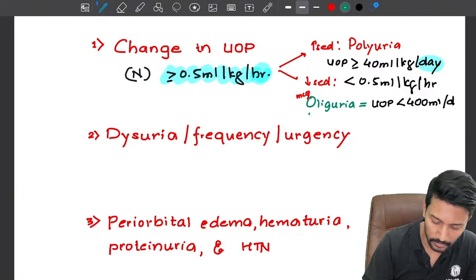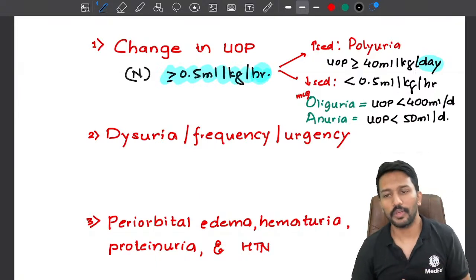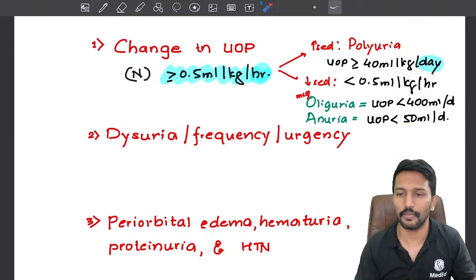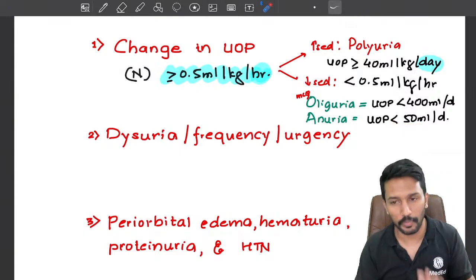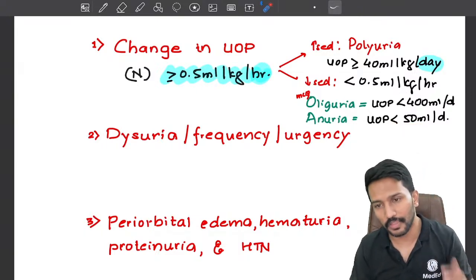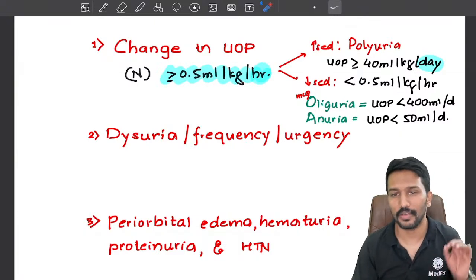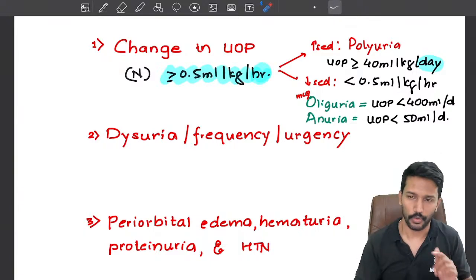Second, we also hear a term called anuria. Anuria is urine output less than 50 ml per day. I want you to remember here that in some books, instead of 50, they mention 100. That should also be a fair enough answer. So if in the options they have mentioned 50, go ahead with 50. If they have not mentioned 50 and 100 is there, go ahead with 100. If they have mentioned both, stick to 50. Less than 50 ml per day is anuria, less than 400 ml per day is oliguria. Clear? Okay, that is one.